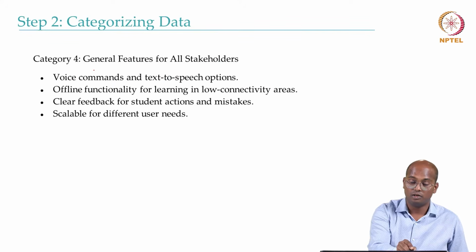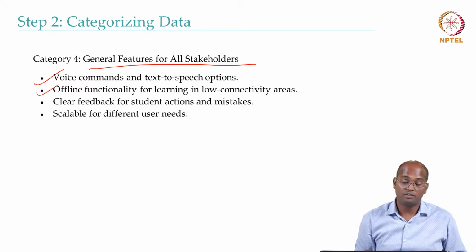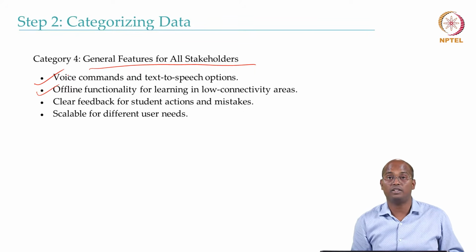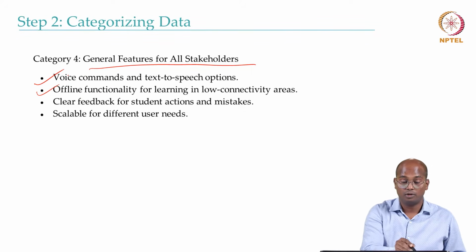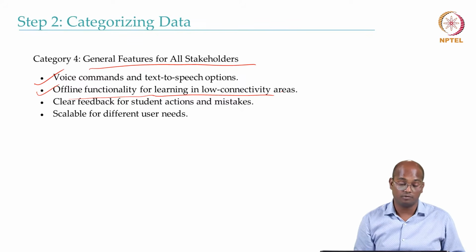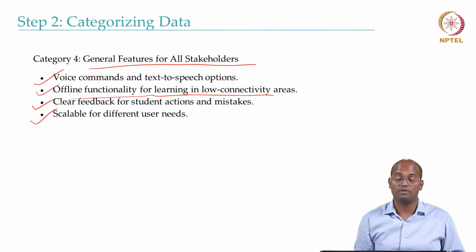And category 4, general features for all the stakeholders, where it will be good to have some voice command or text to speech options. Offline functionality for learning in low connectivity areas, because if the designer assumed that everyone has very good internet connections, that is not the case in India and probably in many parts of the world. So offline functionality for learning in low connectivity areas is one of the very important features. Clear feedback for students' actions and mistakes, scalable for different user needs.